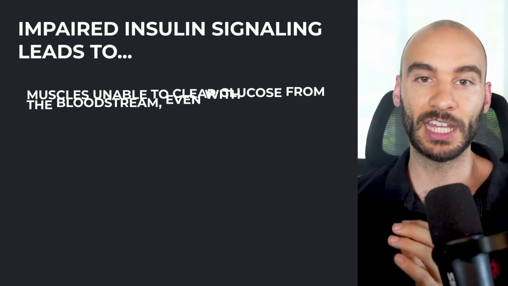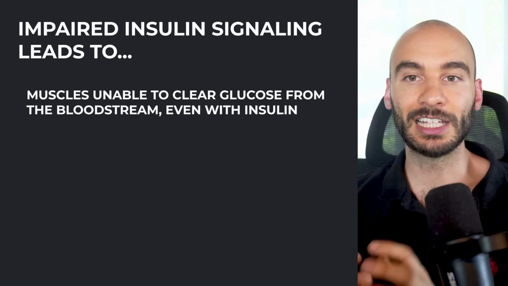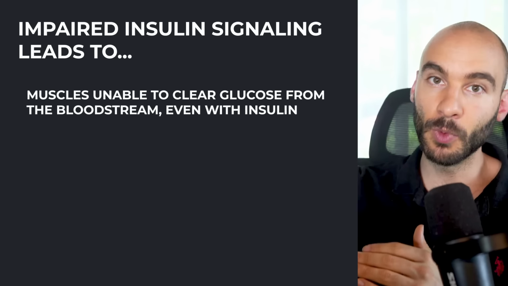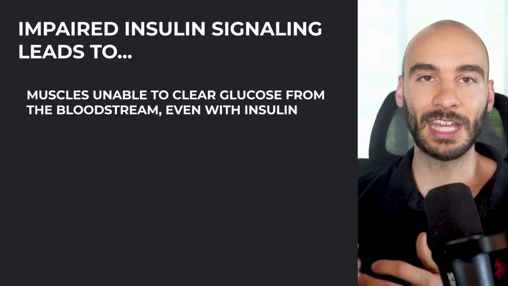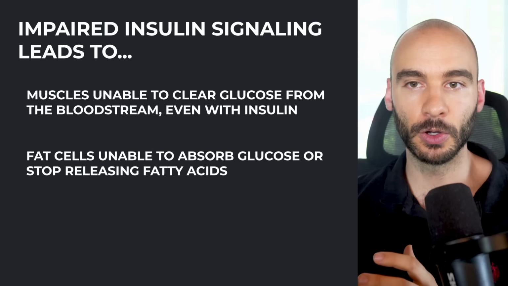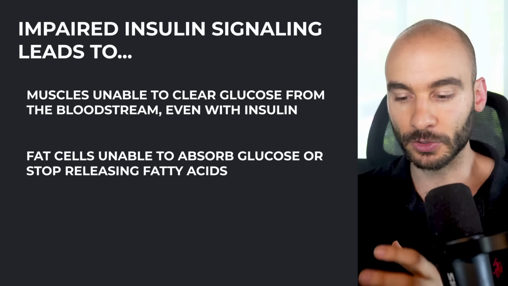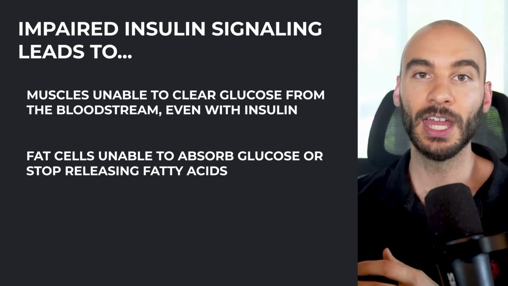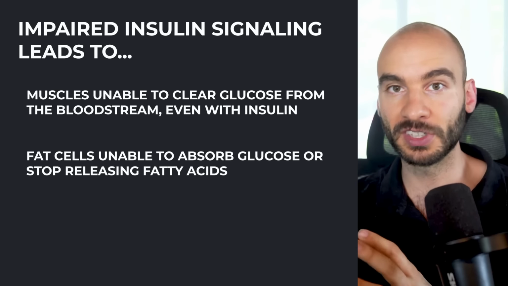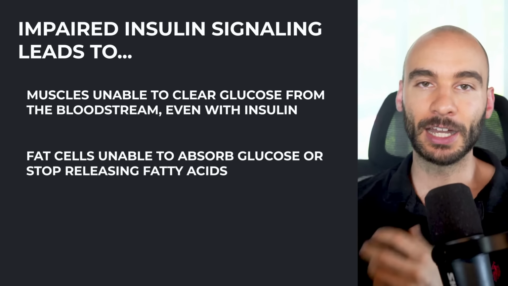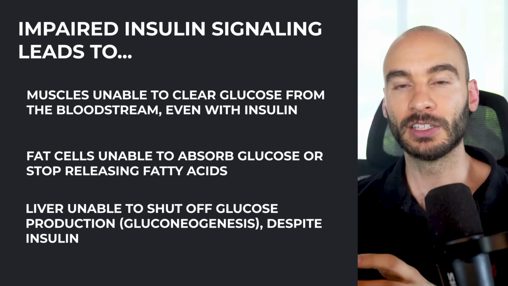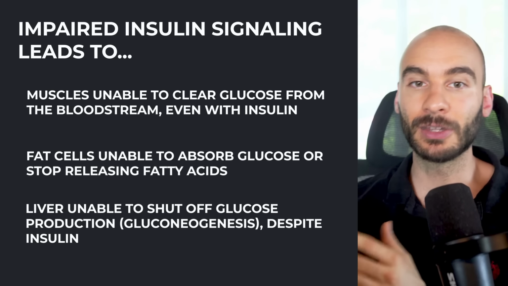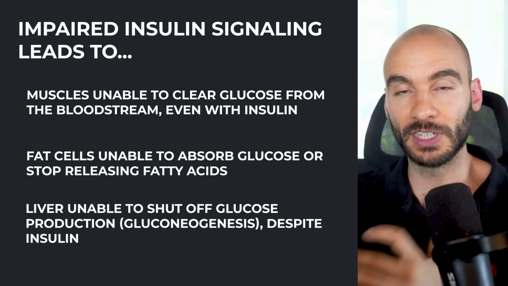Now, this leads to the inability of the muscle tissue to actually clear the glucose from the bloodstream, even when insulin is present, leaving more glucose in the bloodstream. It leads to the inability of the fat cells to take up glucose, and the fat cells are unable to stop releasing free fatty acids into the bloodstream because they're not responding to the insulin. And now you have both more glucose and more fatty acids in the bloodstream. And it also leads to the inability of the liver to stop its production of glucose via gluconeogenesis, even with insulin present, leaving more glucose inside the bloodstream.